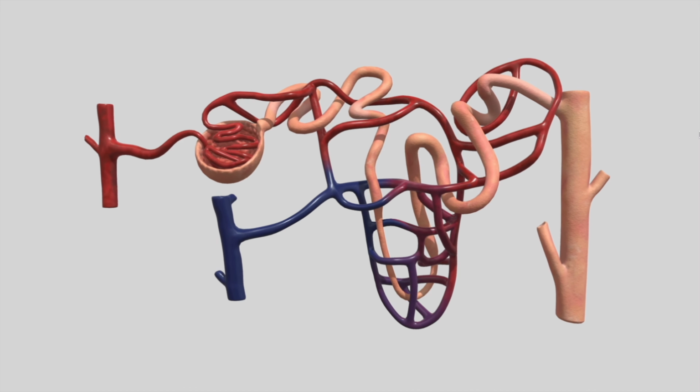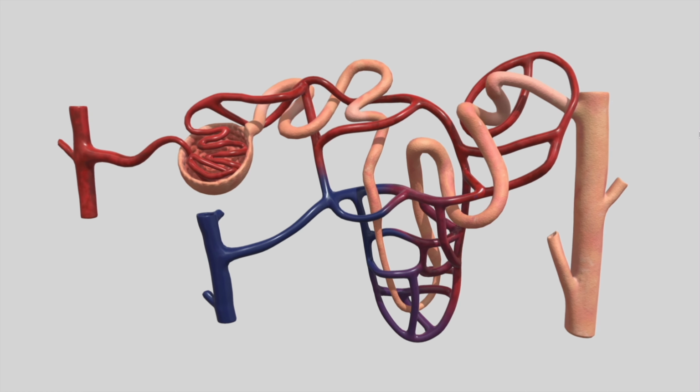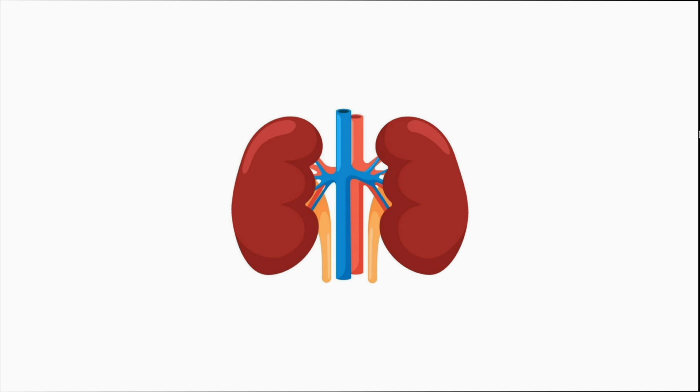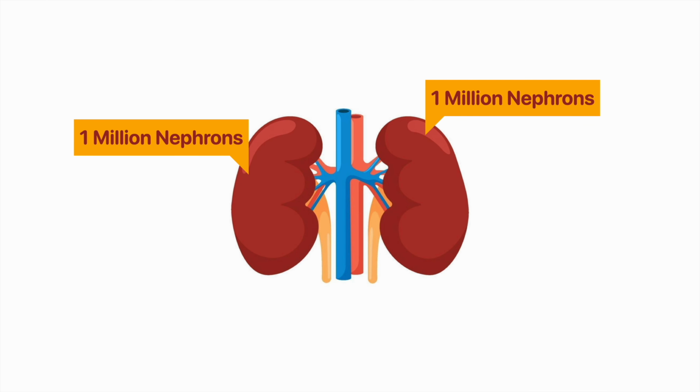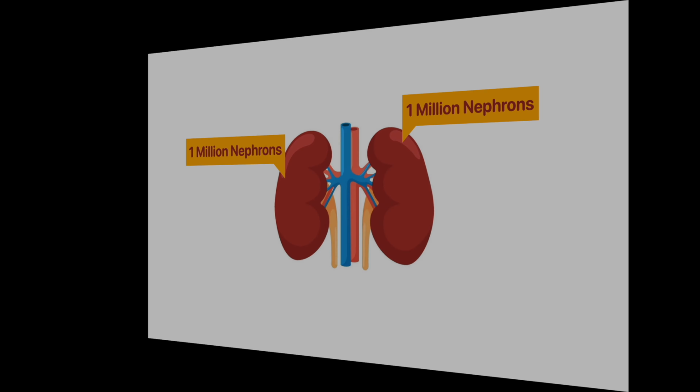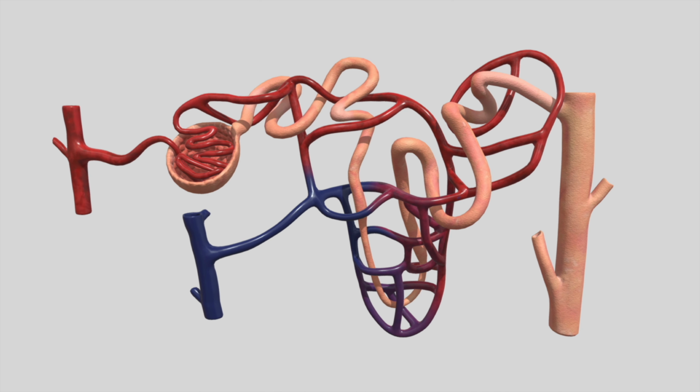Nephrons are the structural and functional units of kidney. Each of the two kidneys contains approximately 1 million nephrons. Let's have a look into the structure of a nephron. Nephron has two parts, glomerulus and renal tubule.